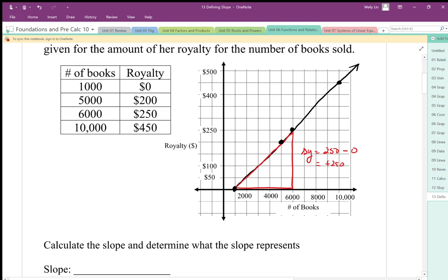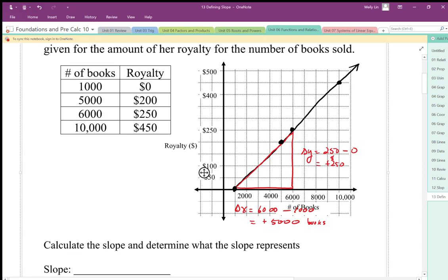I look at my change in x. My end position is 6,000, and my starting position was 1,000. So my change in x is plus 5,000. In this case, it's 5,000 books and $250.